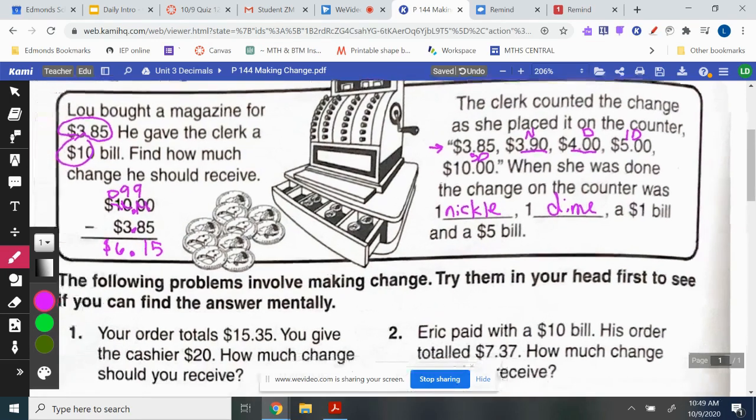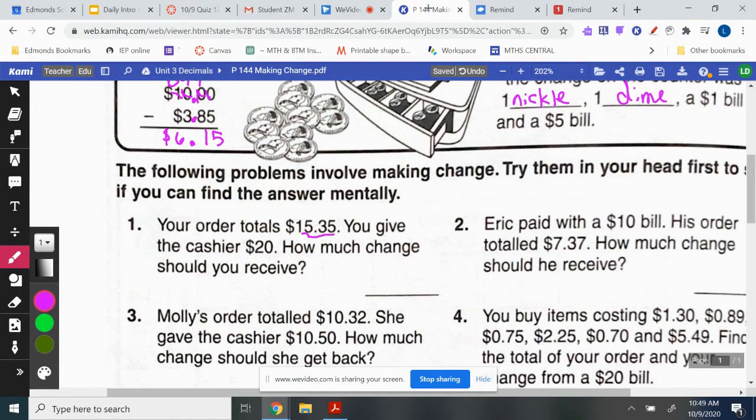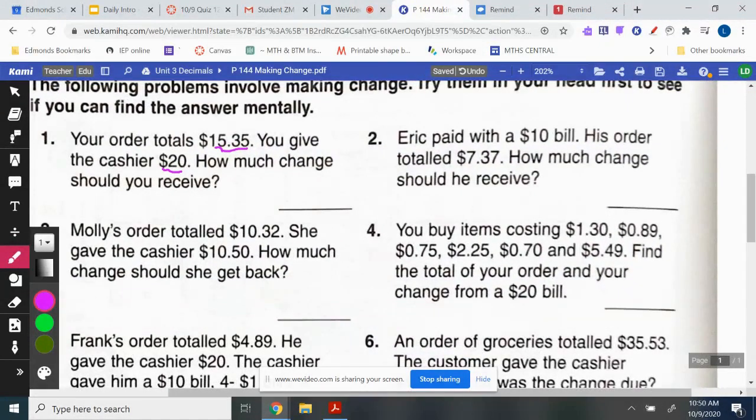making the total $6.15. So on these problems, you're going to do the same thing. You're going to give a total, you're going to get the cost, you're going to turn in some type of money, and then we want to know how much change. So these are all subtraction problems, except for number 4. They want you to find the total first and then the change. So it's a two-part problem. So we should draw a line here and say total and change.